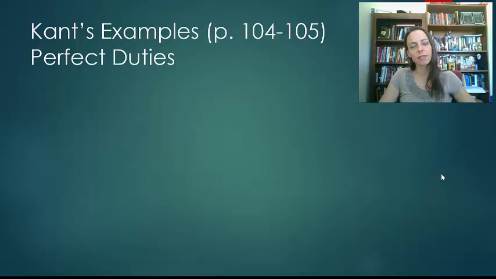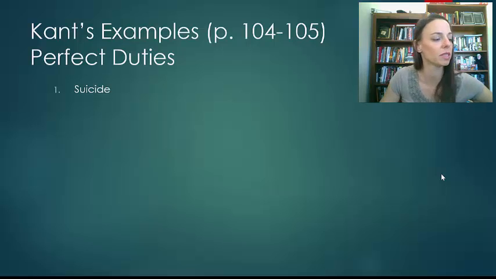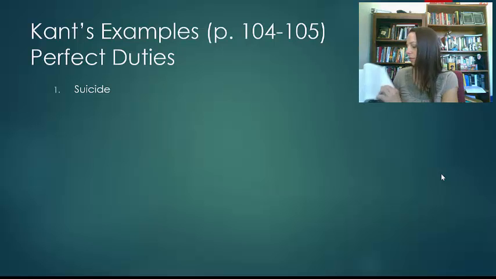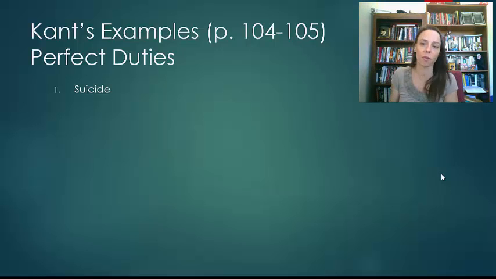Okay, so Kant's going to give us some examples in the text on pages 104 and 105, examples of both perfect duties. There are two examples there, and then he also gives us two examples of things that he thinks are imperfect duties. So the first example is suicide. He wants us to consider whether there's ever a case in which it would be morally permissible for a person to commit suicide. So on page 104, he starts talking about this, and there's a little number 1 there, so you can very easily follow along.